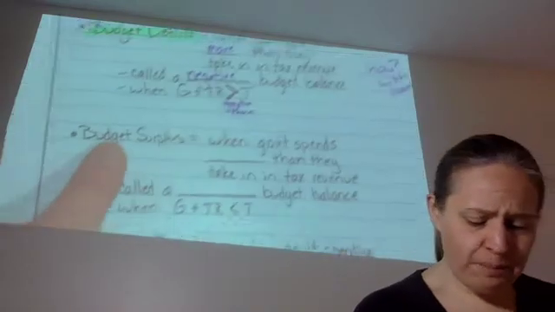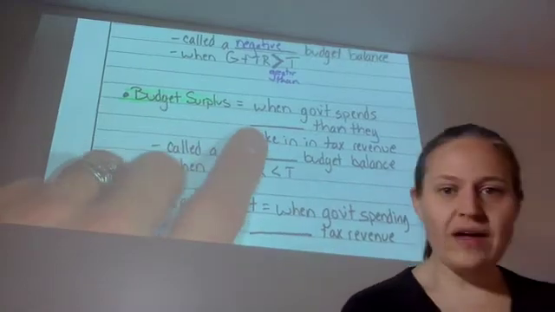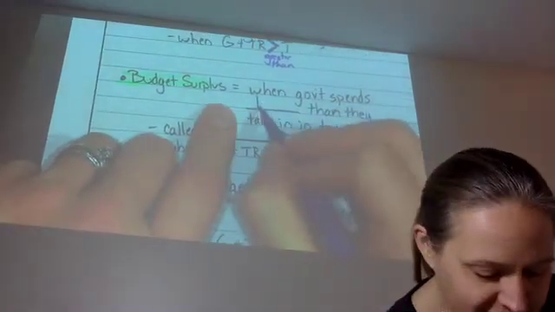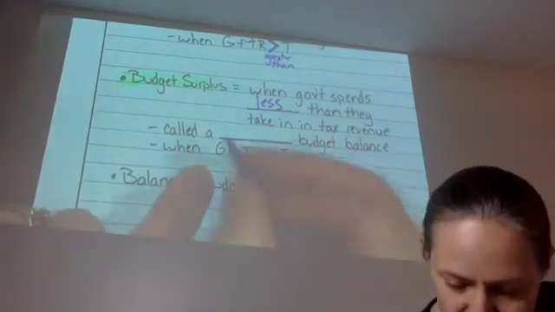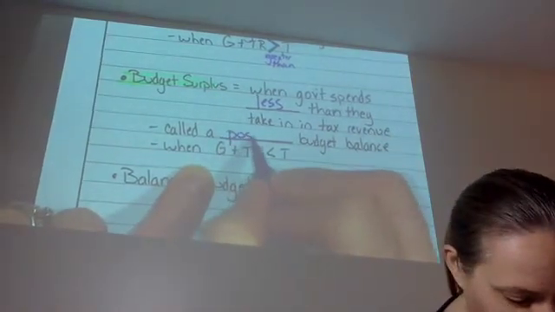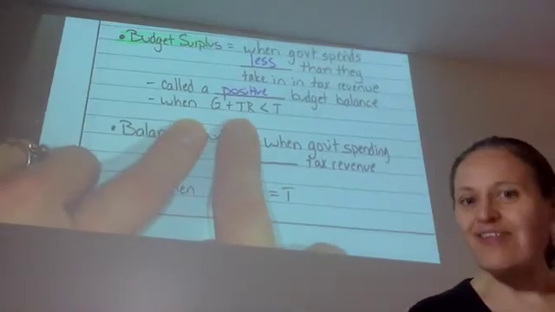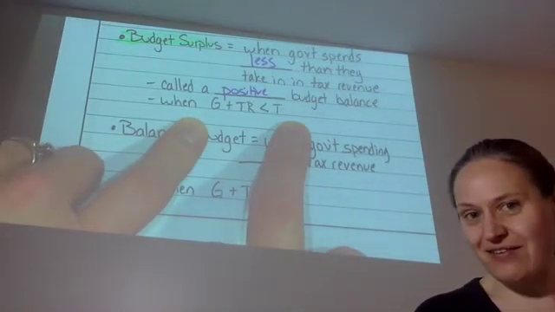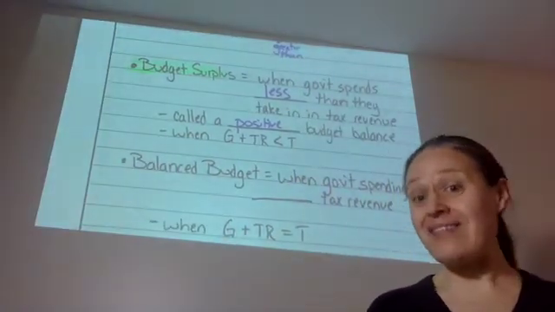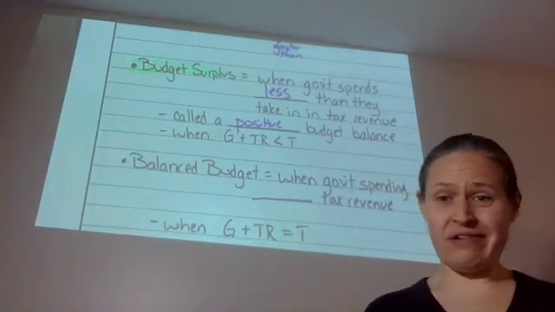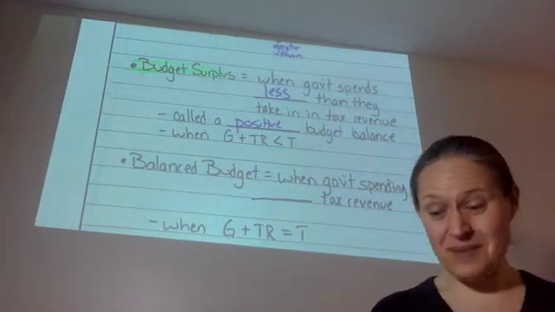All right, so the budget surplus is when the government spends less money than they take in tax revenue. It is called a positive budget balance, and it's when government spending plus transfer payments are less than taxes. We see a budget surplus every once in a while at the state level, but we never see it these days at the government level. They're always spending, spending, spending.